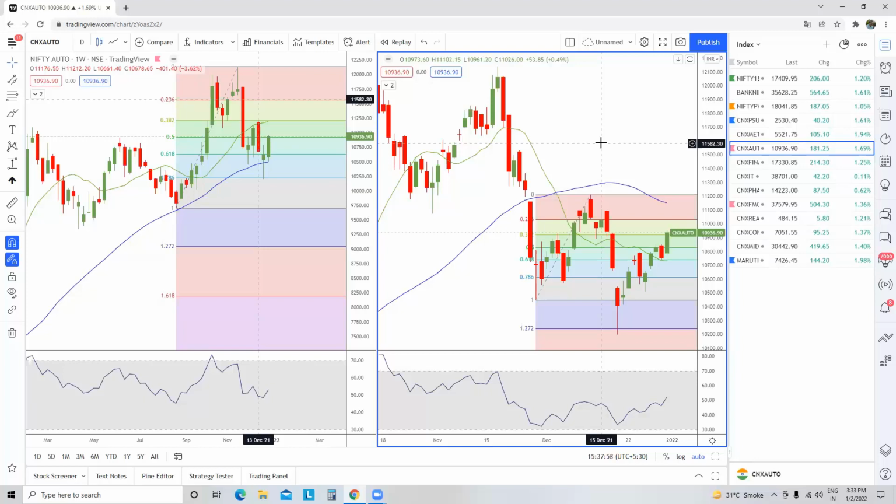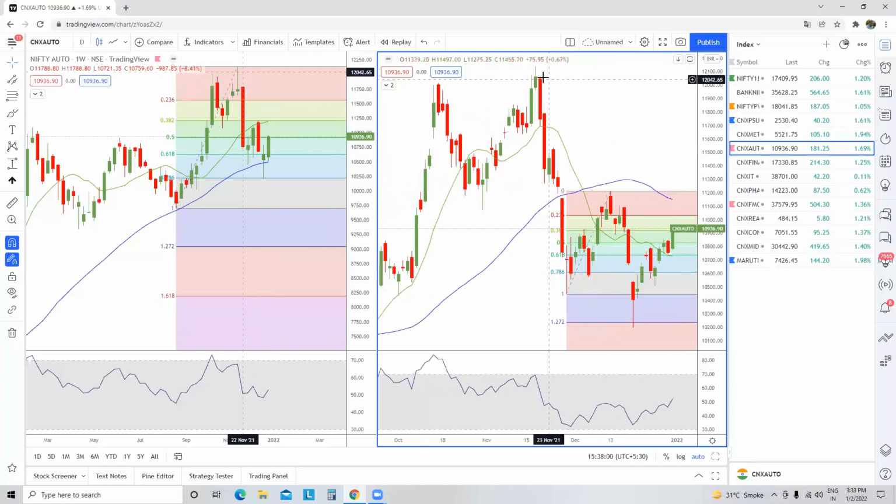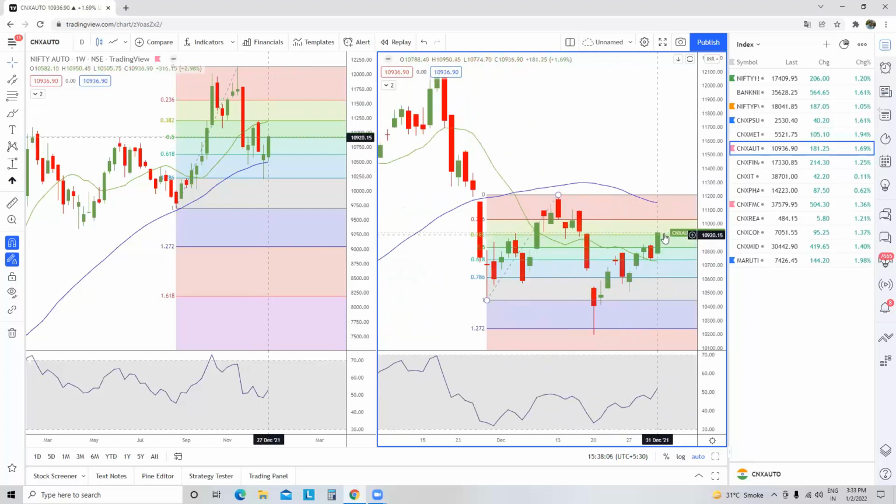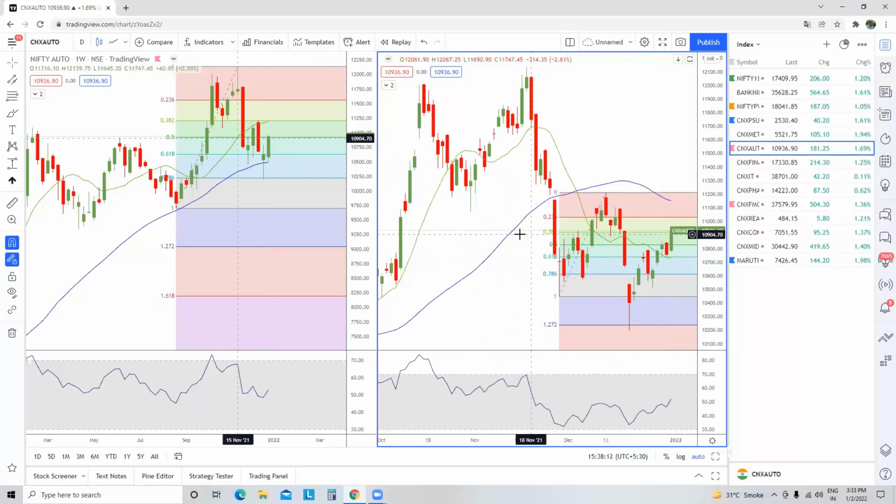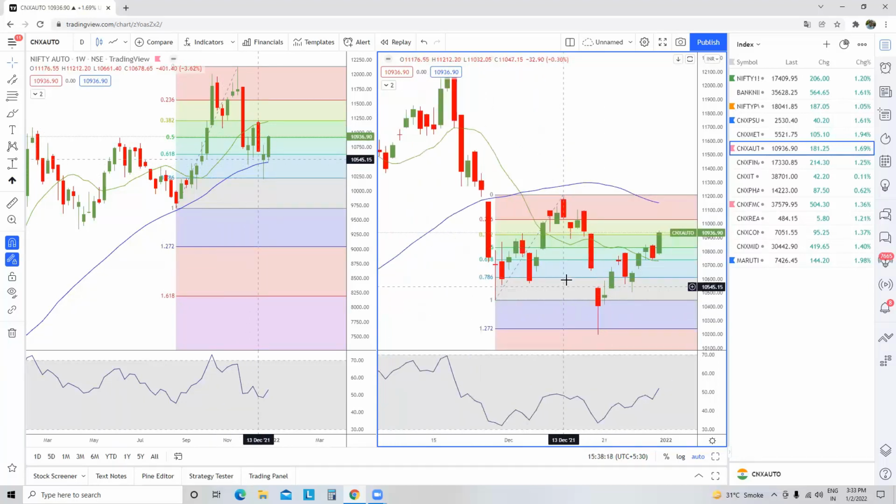Now, if you look as per Dow theory, we are still making lower lows and lower highs. You can see this is the first high, this is the second high. Now, as of now, we don't know because prices have not turned down, but we can take this as the third high. If you look at the lows, we have this first, second, and this third low. All the lows are lower than the previous one. So we are still in a downtrend as per Dow theory.